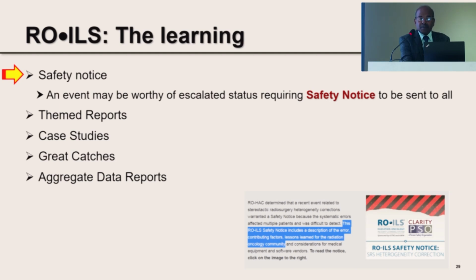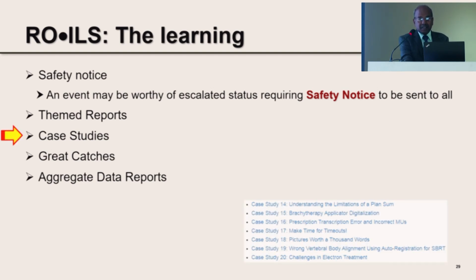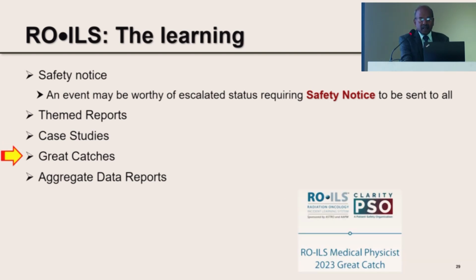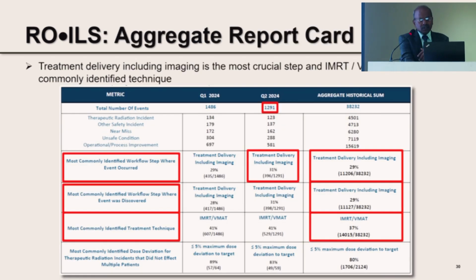RO-ILS comes out with a safety notice if the reported incident is serious enough. They come out with themed reports as and when required, like training and education, equipment QA, dosimetrically impactful events, and rushing and order or scheduling. There are interesting case studies on how they caught an error, and great catches or near misses. These things are coming out in RO-ILS, and every quarter they come out with aggregate data reports on the RO-ILS website. This is the kind of aggregated report card that they make.